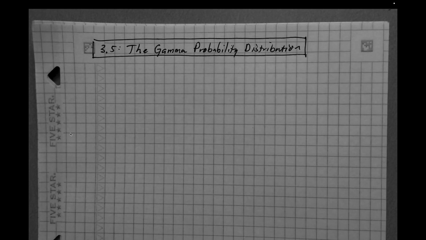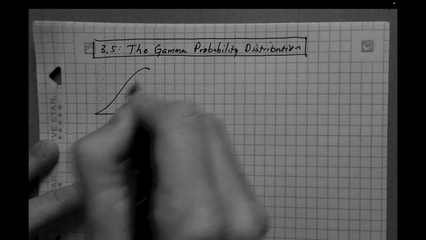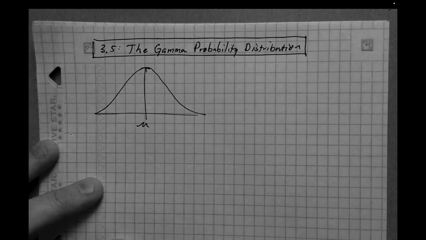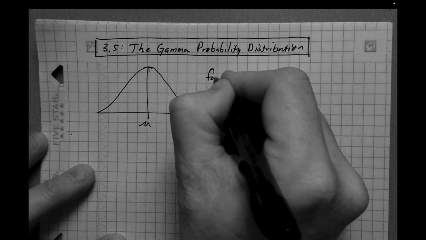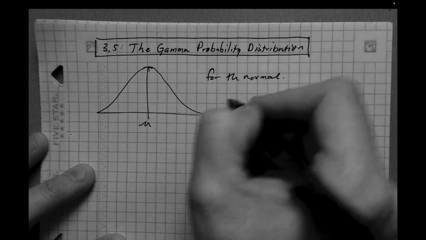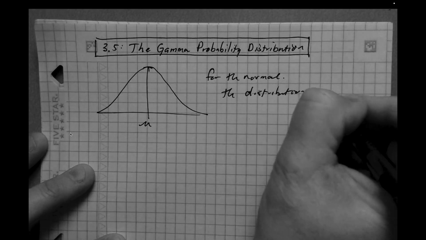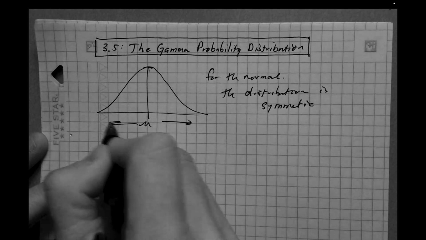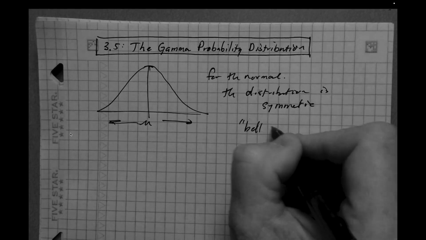So we've looked at the normal probability distribution already, and with the normal probability distribution we said the density function looked a bit like this, right? You've got your mean in the middle, and what's really important to note here is for the normal, the distribution is symmetric about the mean, meaning it's kind of a mirror shape. And we said at the time that this was bell-shaped.